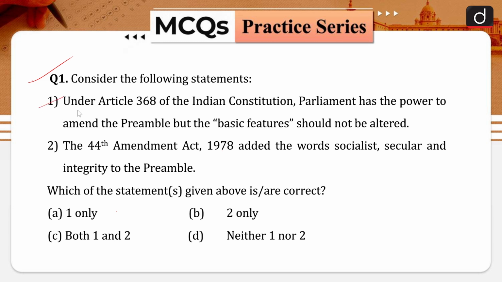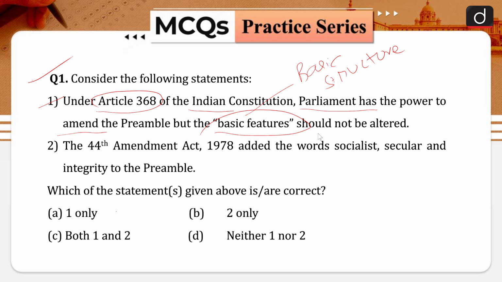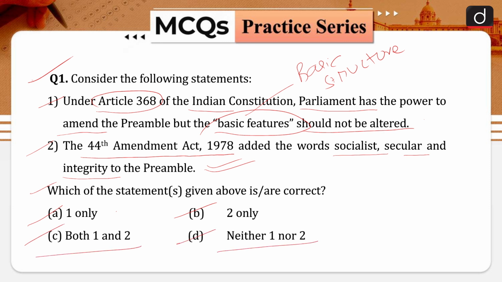Statement number 1 is, under Article 368 of the Indian Constitution, Parliament has the power to amend the preamble, but the basic features or the basic structure should not be altered. Statement number 2 is, the 44th Amendment Act of 1978 added the words socialist, secular and integrity to the preamble. Which of the statements given above is/are correct? Option A is 1 only, option B is 2 only, option C is both 1 and 2, and option D is neither 1 nor 2.